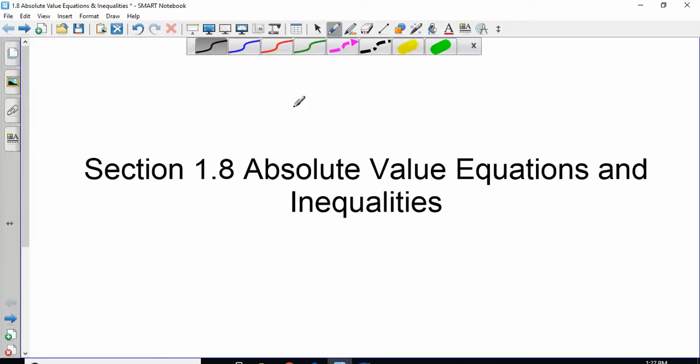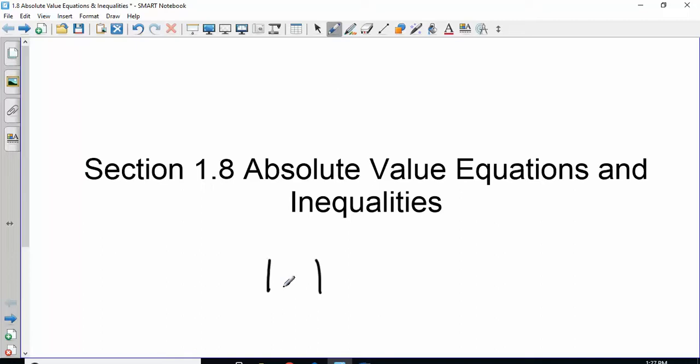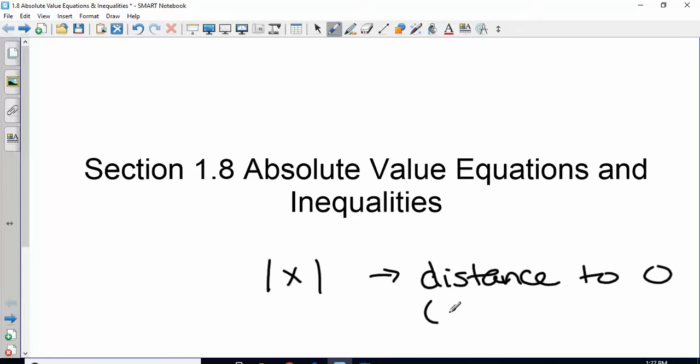And what does that represent? It's always positive. It gives the distance to 0. So basically, whatever you put in, it just gives you back a positive answer because the distance is always positive.